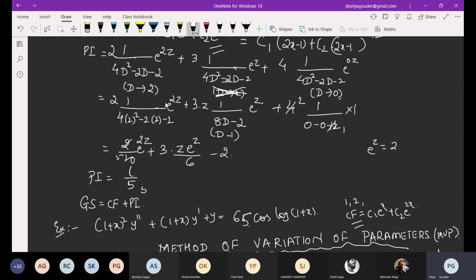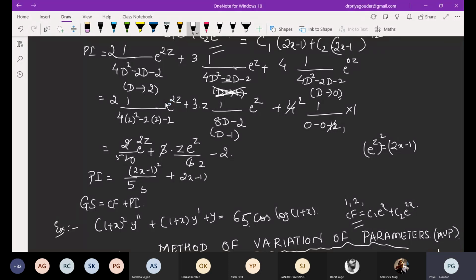e raised to z is 2x minus 1. I want e raised to 2z. That is (2x minus 1) the whole squared, plus 3. Then what is z?